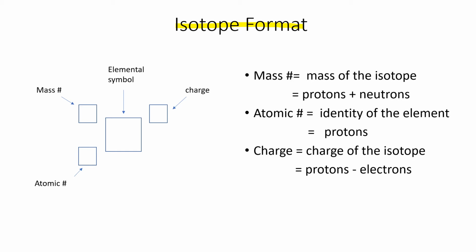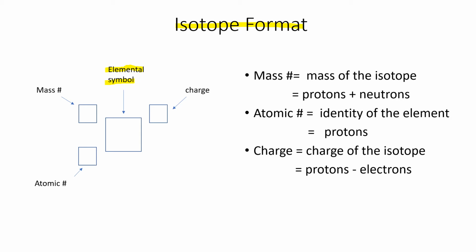Everything has a specific location that it goes to. In the middle, where the big box is, that elemental symbol is the biggest part of that. And you're just using whatever elemental symbol for that element you are dealing with. If you're dealing with nitrogen, you'd have a big N in this box. If you're dealing with carbon, you would have a big C in that box. If you're dealing with sodium, you would have an Na in that box. So that tells you what element you are dealing with.